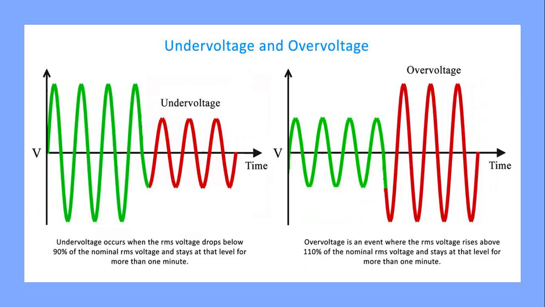Undervoltage and overvoltage. Undervoltage occurs when the RMS voltage drops below 90% of the nominal RMS voltage and stays at that level for more than 1 minute. Overvoltage is an event where the RMS voltage rises above 110% of the nominal RMS voltage and stays at that level for more than 1 minute.